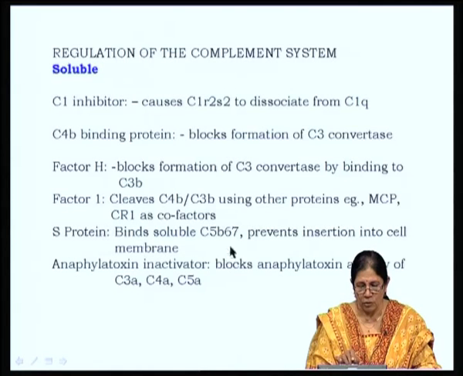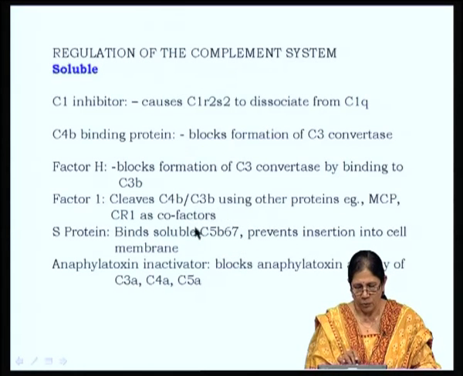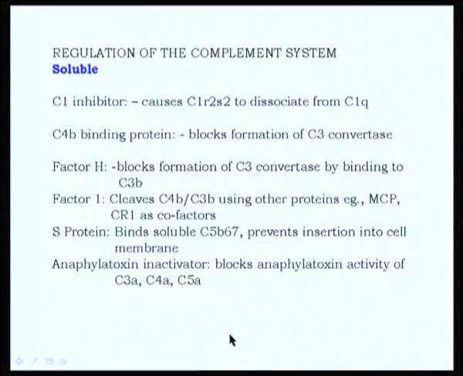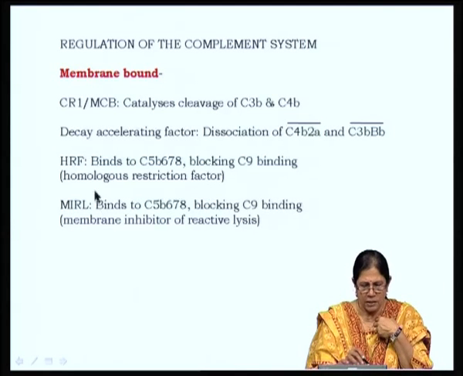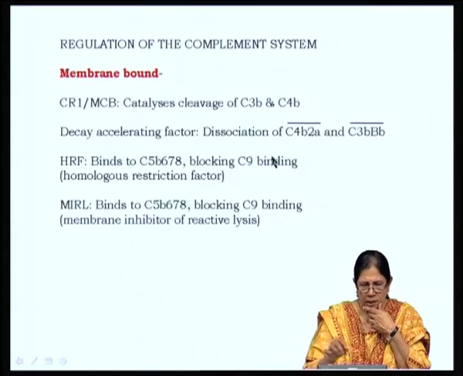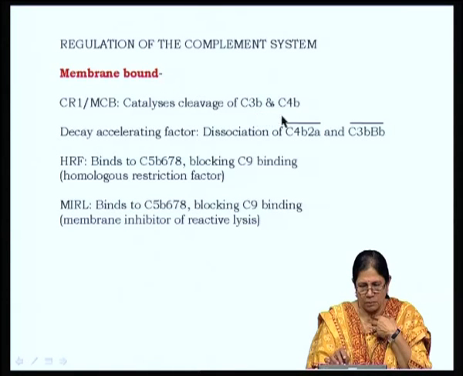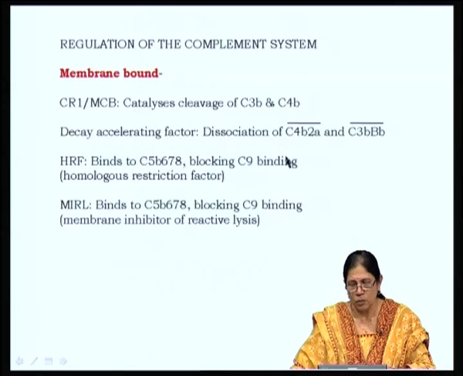S protein binds soluble C5b67, which should insert into the cell membrane, but does not because of the presence of S protein. And then also anaphylatoxin inactivator, which blocks anaphylatoxin activity. Among membrane bound molecules, there are CR1, MCP, decay accelerating factor, HRF and MIRL, all of which block. The last two block C9 polymerization, CR1 catalyzes cleavage of C3b and C4b, and decay accelerating factor dissociates the C4b2a, or the C3 convertase.